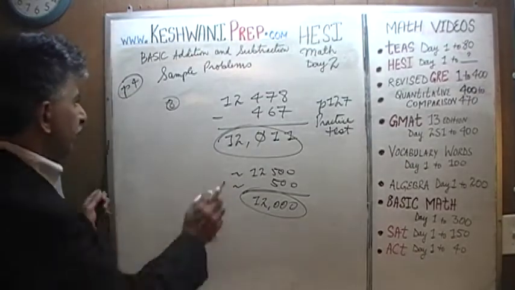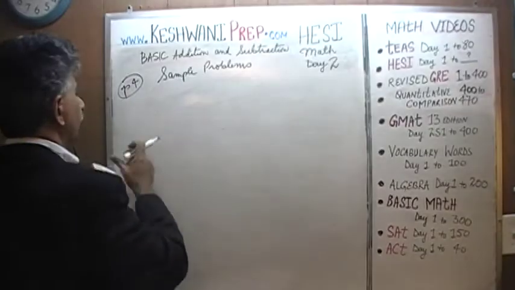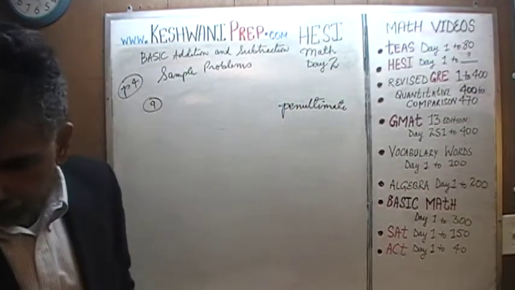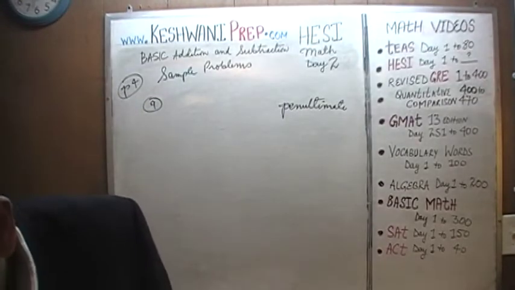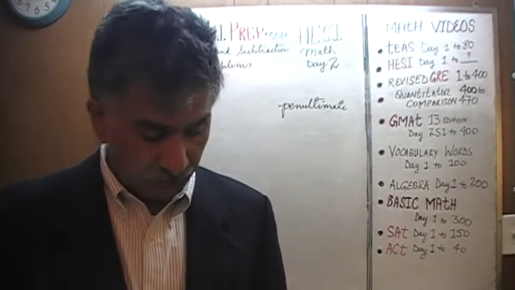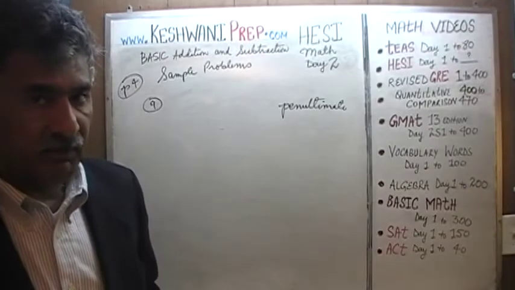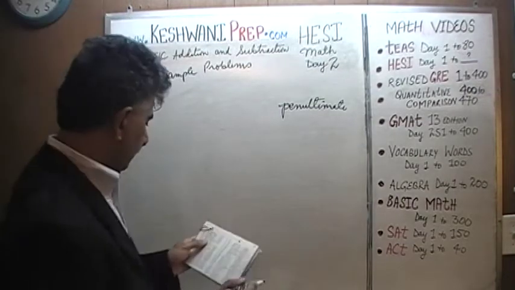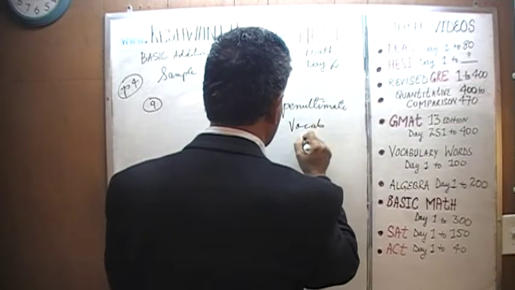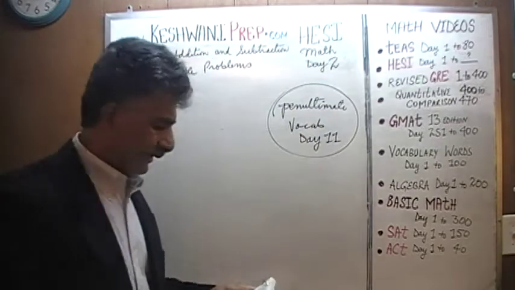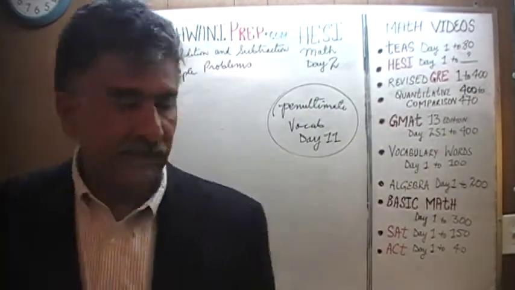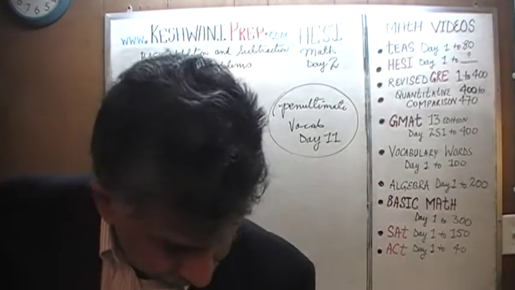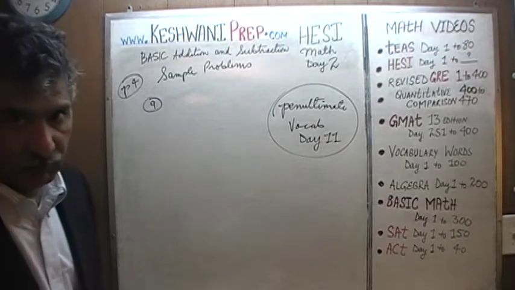Where are we right now? We are on the penultimate problem, problem number 9. In the event that you're interested in improving your vocabulary, penultimate is simply a very fancy way of saying second to the last. We are on problem number 9, that is the second to the last problem. It is the penultimate problem. We learned this vocabulary word on day 11. If you're interested in improving your vocabulary, just type in HESI vocabulary words, day 11, and the video will pop right up.